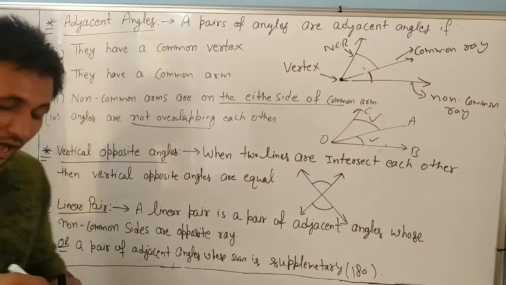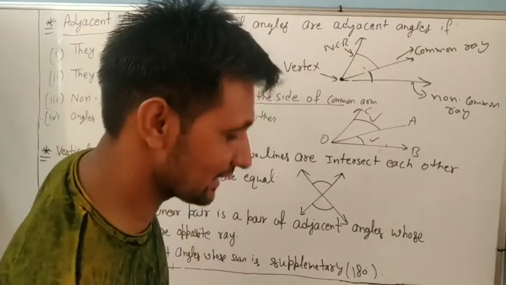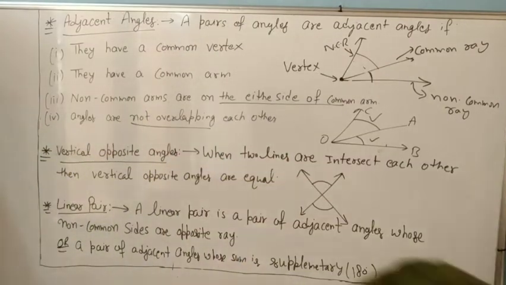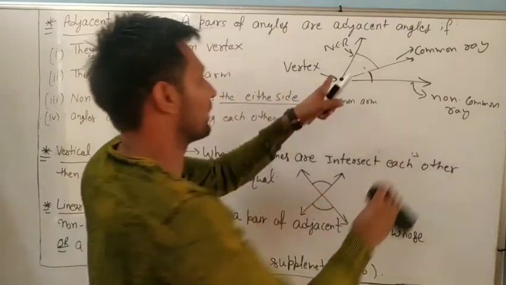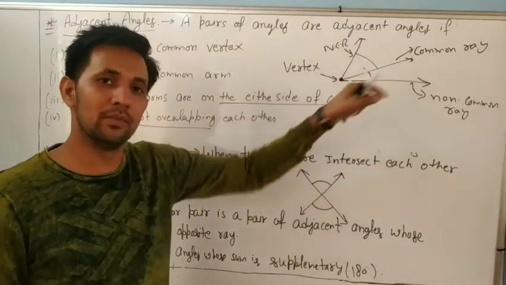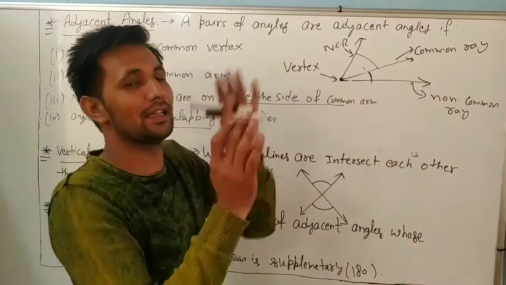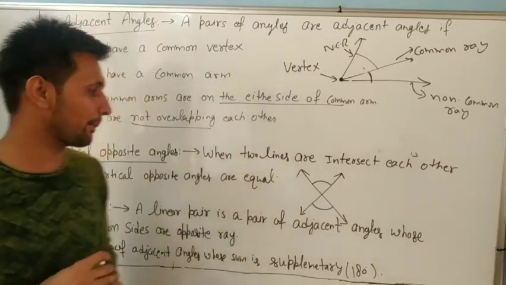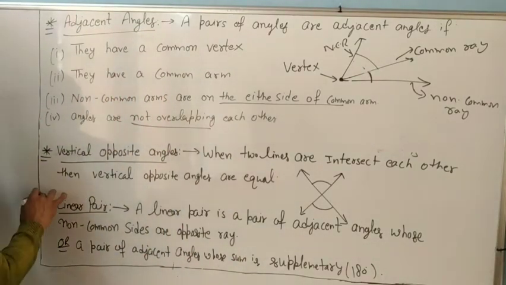Always remember, this is very important. Adjacent angles mean they have a common vertex, a common arm, non-common arms on either side, and the angles are not overlapping. Next is linear pair.